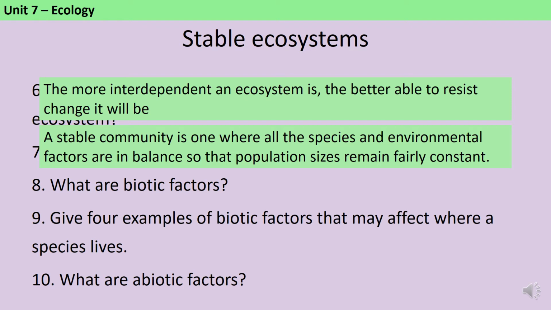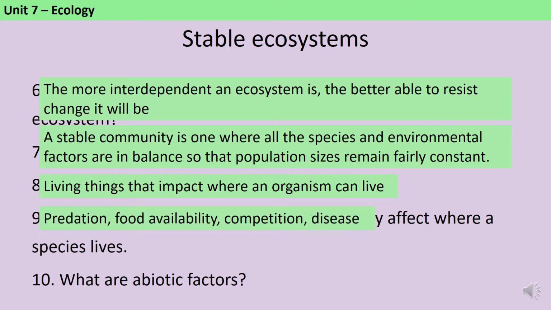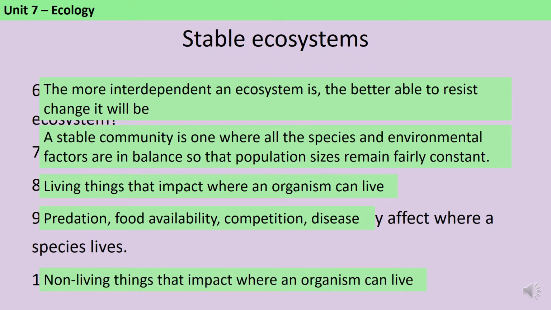Biotic factors are living things that can impact where an organism can live. So this could include whether there are predators, whether there's food availability, whether there is competition with other species, and also whether there are diseases. In contrast to this, abiotic factors are the non-living things that impact where an organism can live.